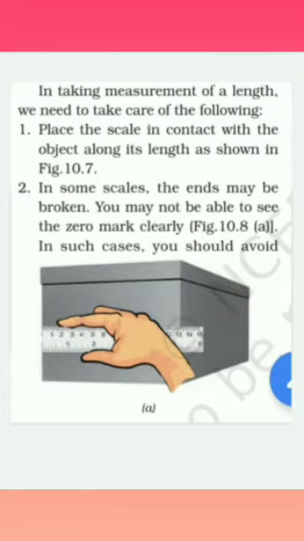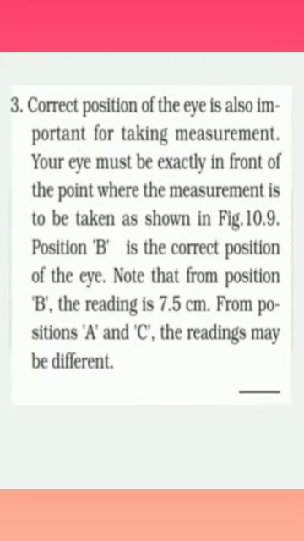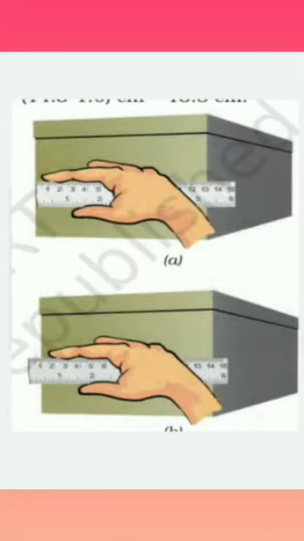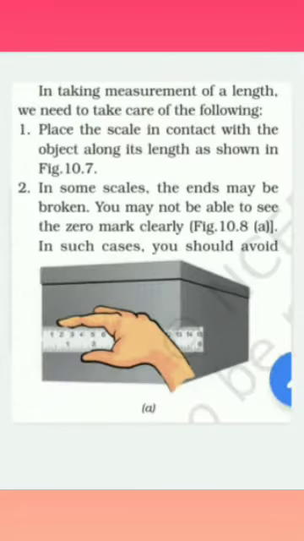In some scales, the end may be broken, so you may not be able to see the zero mark clearly. So then what do you do? In such cases, you should avoid taking the measurement from that end of the scale. Then you take the measurement from 1. Leave the 0 and start from 1.